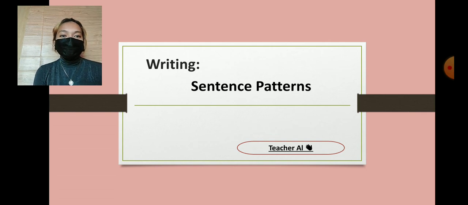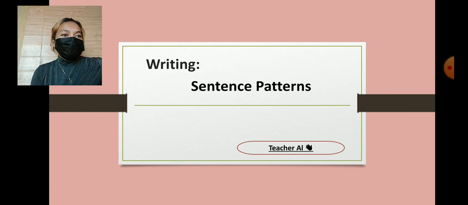So, what is sentence pattern? Sentence pattern refers simply to the arrangement of the elements of the sentence. A sentence has two basic elements, the subject and the predicate, and the patterns are arranged from the most basic to the most complex.